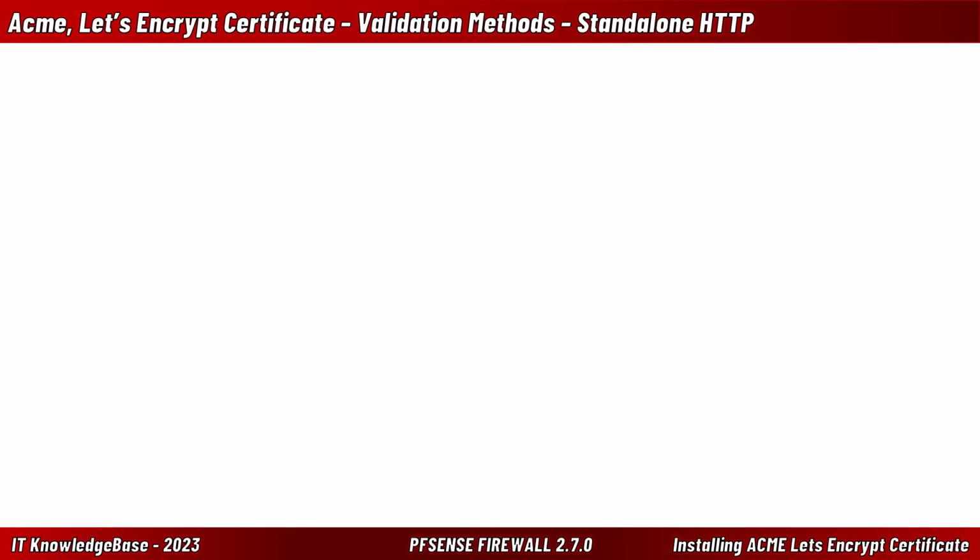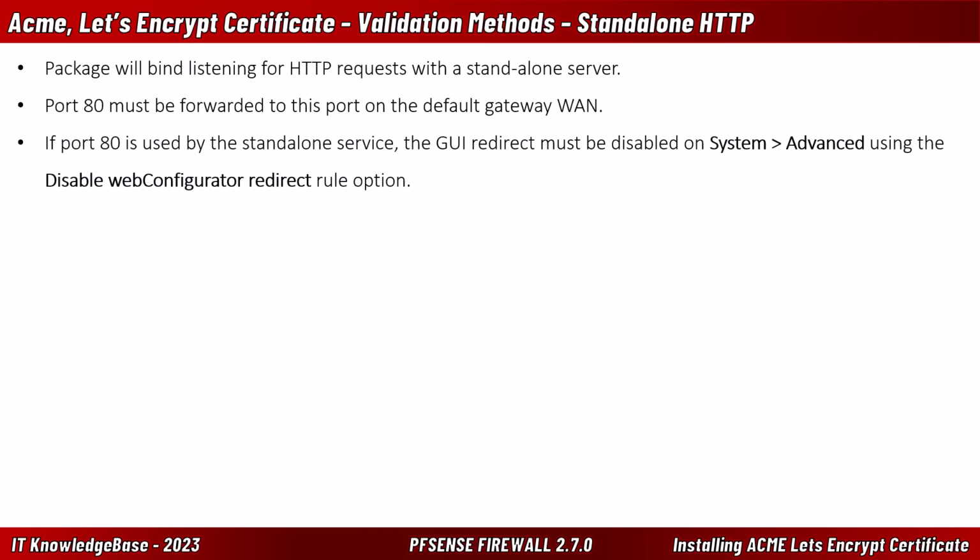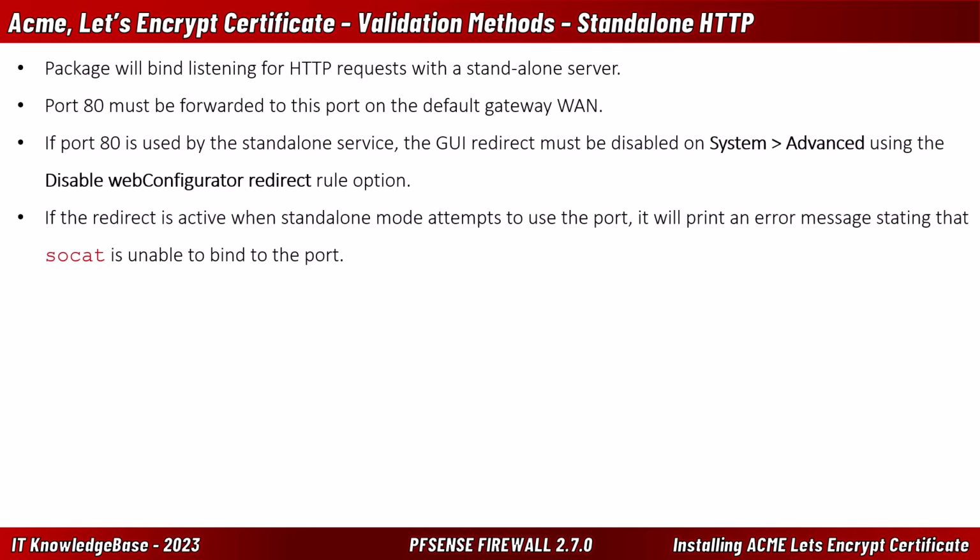Standalone HTTP server has the following option. The package will bind listening for HTTP requests with a standalone server. Port 80 must be forwarded to this port on the default gateway WAN. If port 80 is used by the standalone service, the GUI redirect must be disabled under System, Advanced, and place a check on the Disable Web Configurator Redirect option. If the redirect is active when standalone mode attempts to use the port, it will print an error message stating that SOCAT is unable to bind to the port.